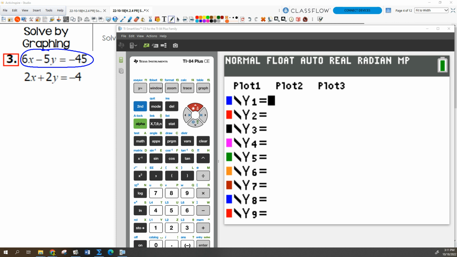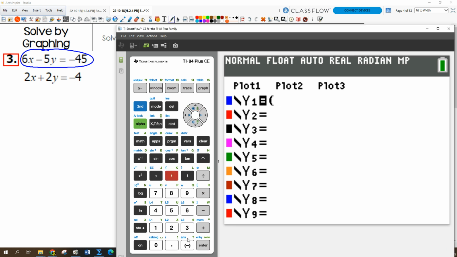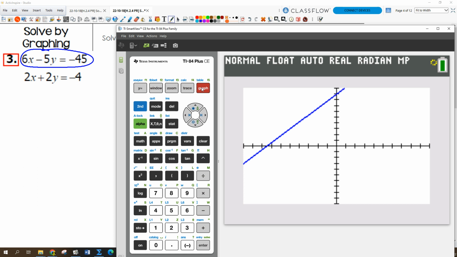So one way I could do this, being as I'm going to have to divide a bunch of stuff on the right side by negative 5, I could open up a set of parentheses, open up a quantity. And what's already on the right side? Well, a negative 45, right? You guys told me I'm going to subtract to the x side 6x. So I'm going to do negative 45 minus 6x. Then I'm going to close the quantity so I can divide the whole thing by what? Negative 5. Okay. And if I graph this thing, there it is. There's my line.